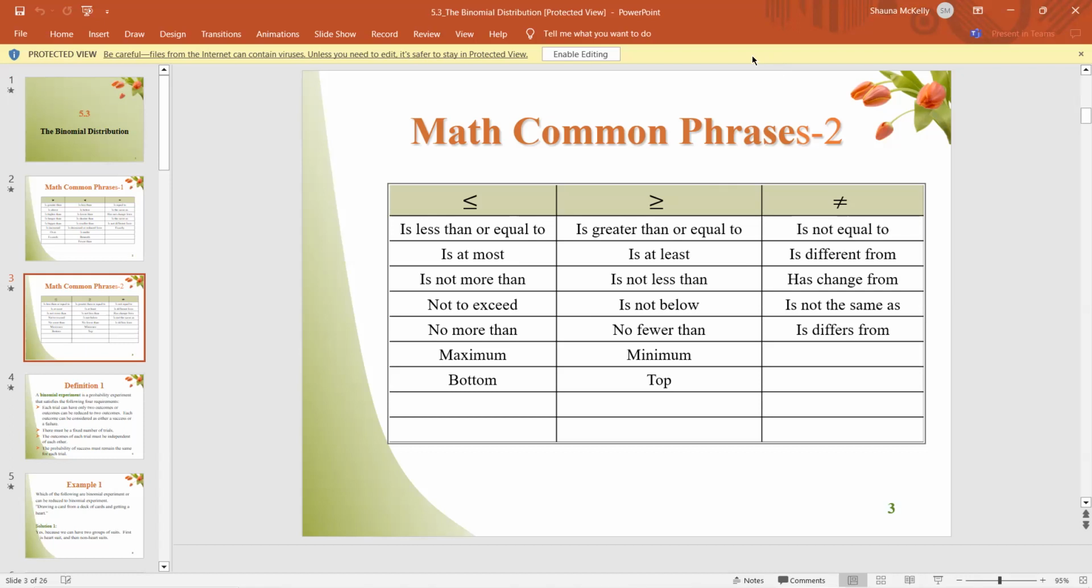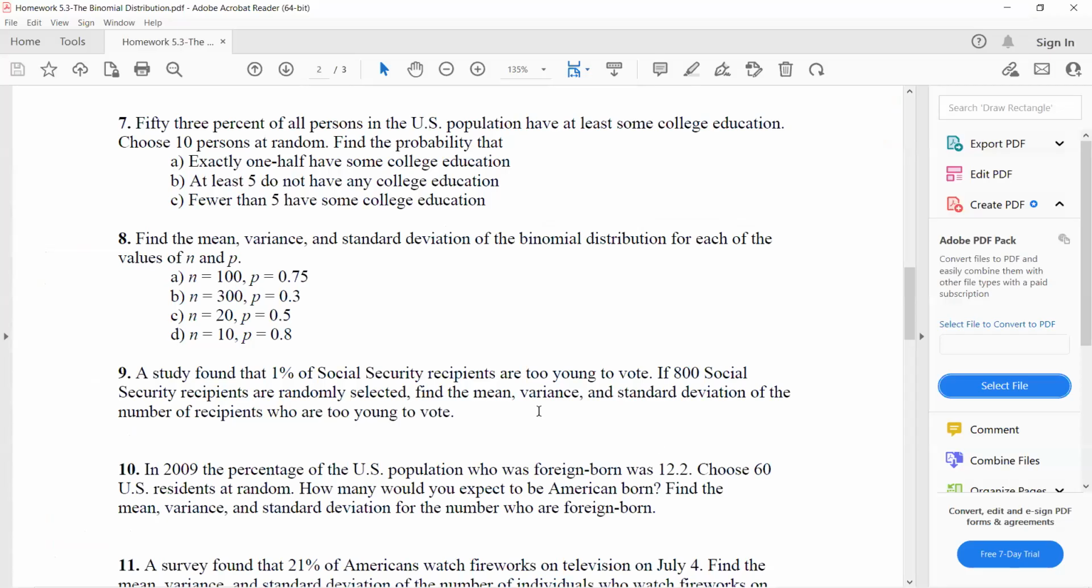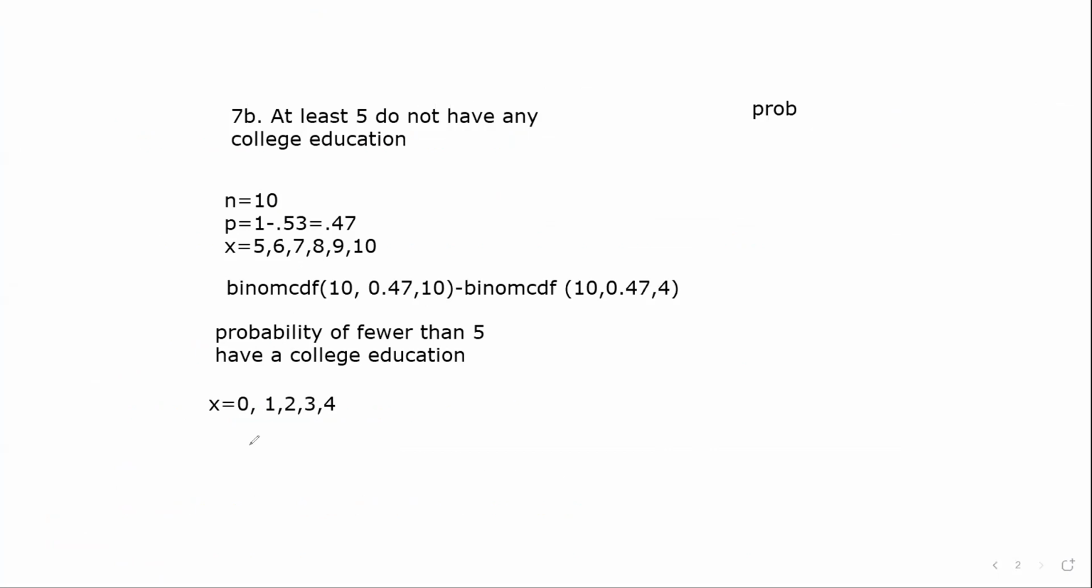So here, let's go to part C. Part C says fewer than 5 have some college education. Okay, fewer than 5. We're going to go back to our whiteboard. If I said fewer than 5, have a college education, X is going to be 0, 1, 2, 3, or 4.